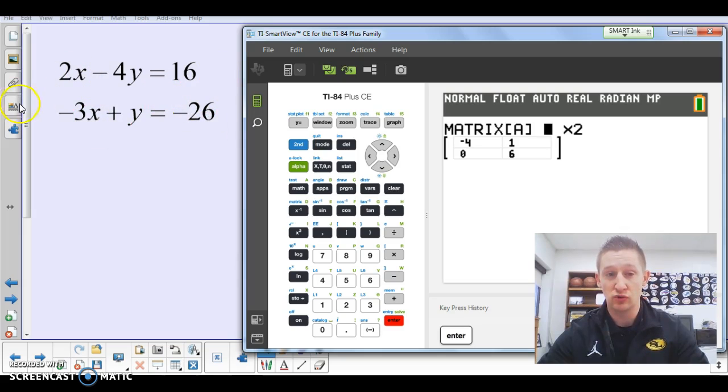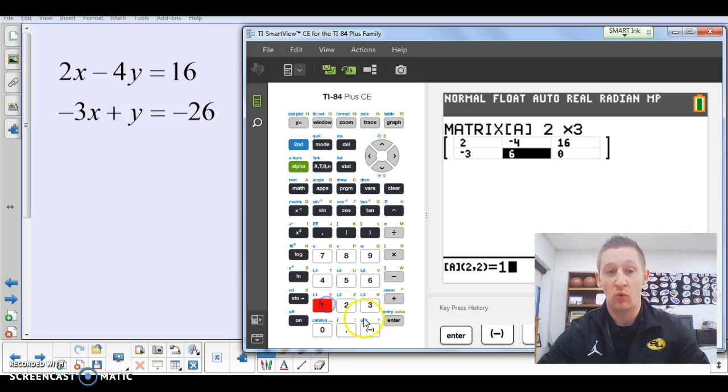Now there's 2 equations, so I'm going to go with 2 rows for my matrix. And there's 3 columns as you look at it. There's x's, there's y's, and there's constants. So I'm going to go with a 2 by 3 matrix. I enter in the numbers that I see, not worrying about x or y, but I do keep this constant over here. So the first row of my matrix will be 2, -4, and +16. And row 2 of my matrix is going to be -3, +1, and -26.